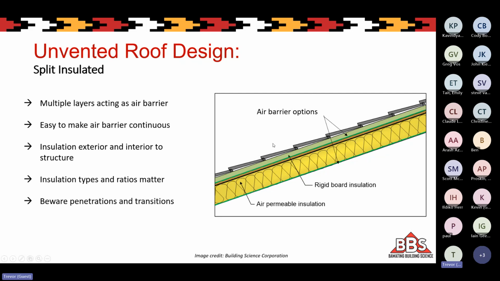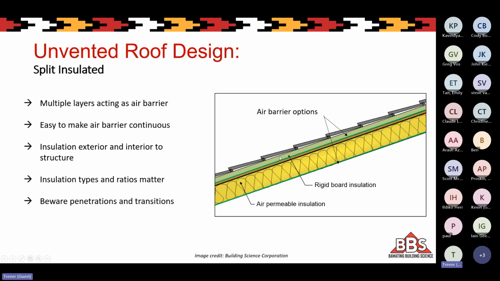So this one we call the split insulated roof design. In this case, we are putting a certain amount of batt insulation between the structural members, so between our joists, but we're also adding rigid insulation on the exterior.